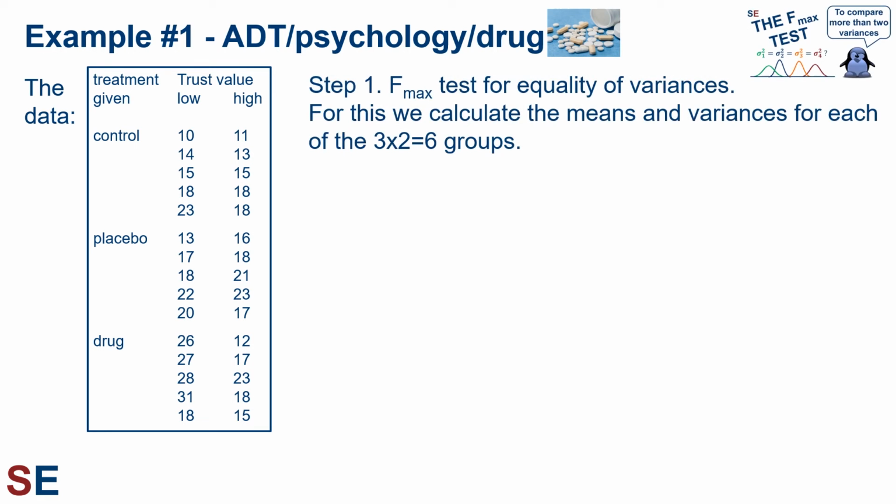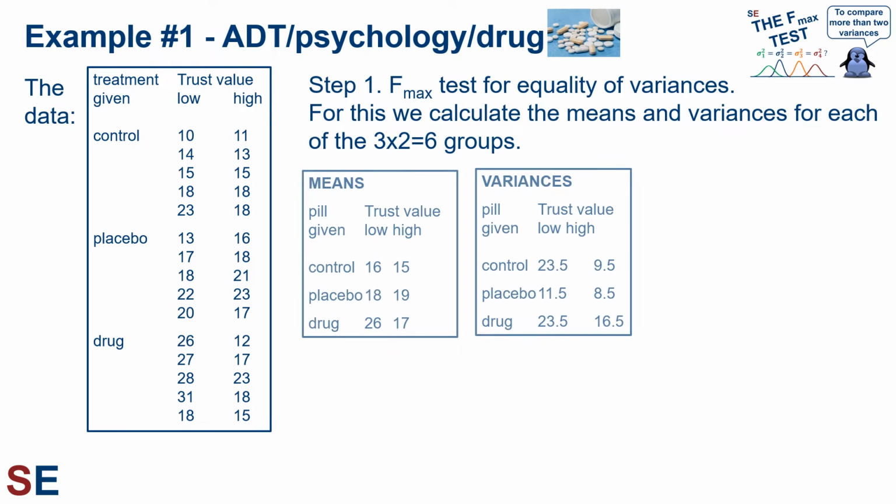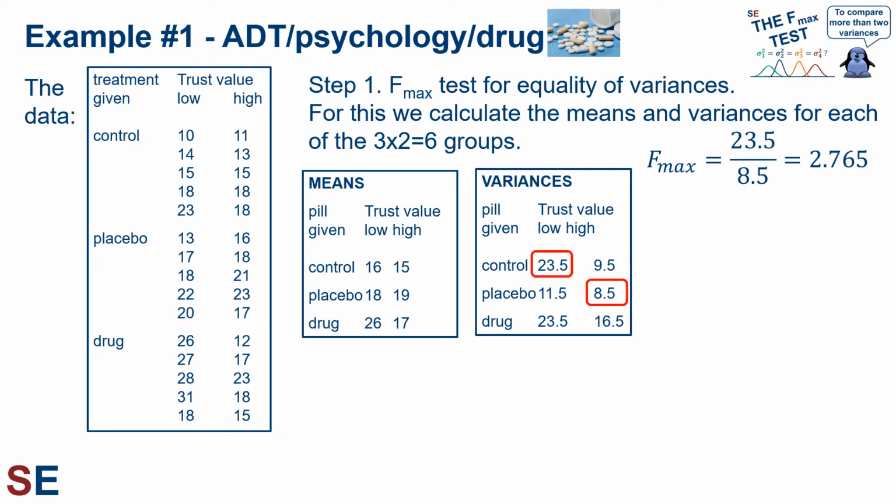Step 1 is the F-max test for equality of variances. If you're unfamiliar with this test, you can check out the Stats Examples video on this channel, which describes the test in more detail. For this, we calculate the means and variances for each of the 3 times 2 equals 6 groups as shown. The F-max value is the largest variance divided by the smallest variance, 23.5 divided by 8.5 in this case. This gives us an F-max of 2.765.